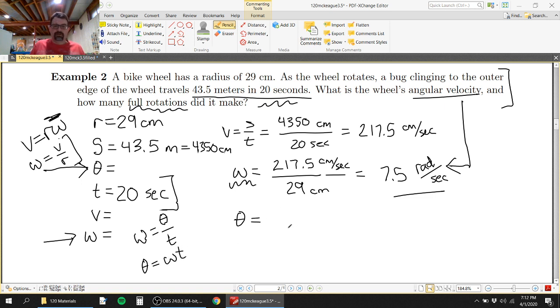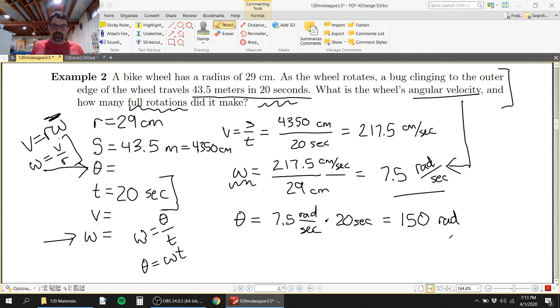So theta, which is just a solid measure of how much something rotated, 7.5 radians per second times, we have 20 seconds in this situation. And so if you punch that out, 150. Now, what's our unit? Well, seconds on the bottom and seconds on the top would cancel, and it would just be measured in radians.